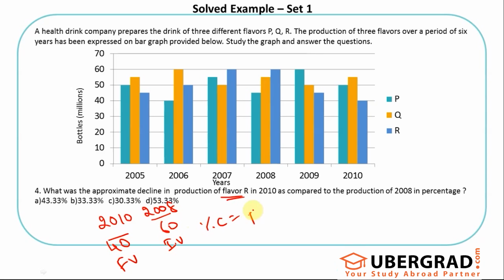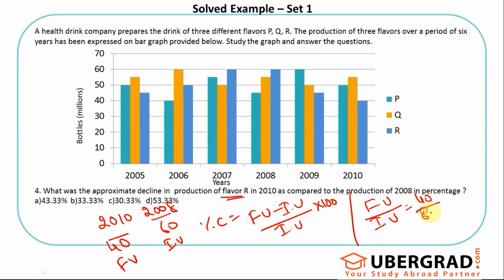So all I need to do is final value minus initial value by initial value into 100. The shorter, faster way is doing final by initial. That is 40 by 60, so 4 by 6, 2 by 3. So that is 0.6666, which is 0.333 less than 1. That's why it is a 33.33% drop. So the answer would be 33.33%.